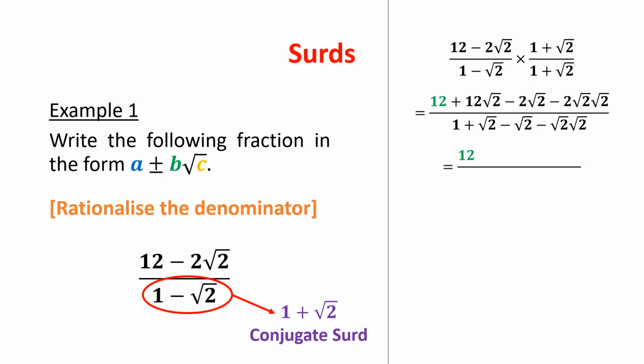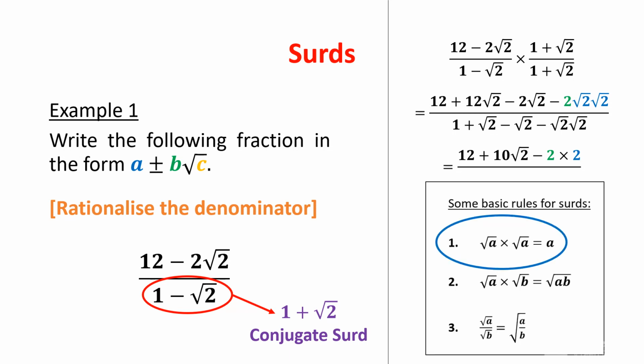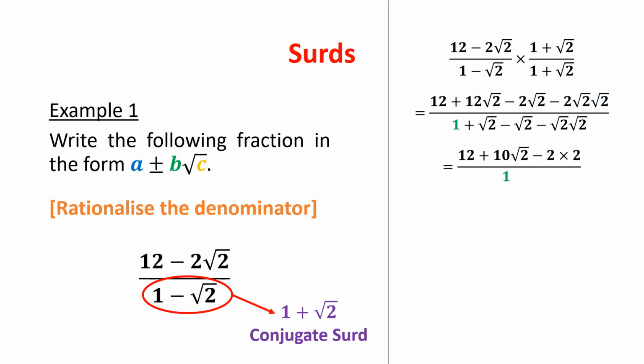All right, now let's keep simplifying it. So we've got 12. We got 12 root 2, take away 2 root 2, which leaves 10 root 2. And we've got 2 times root 2 root 2. Remember, root 2 times root 2 is just 2. So we've got 2 times 2.